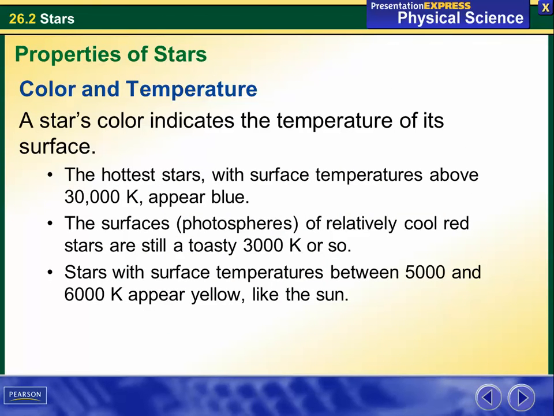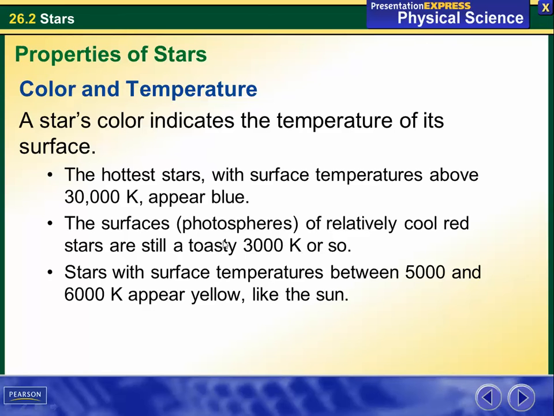But for the first thing, color and temperature are directly related to one another, because a star's color will in fact indicate the temperature of its surface. The hottest stars, which is probably something you need to write down, will be blue, and their surface temperatures can be above 30,000 Kelvin.